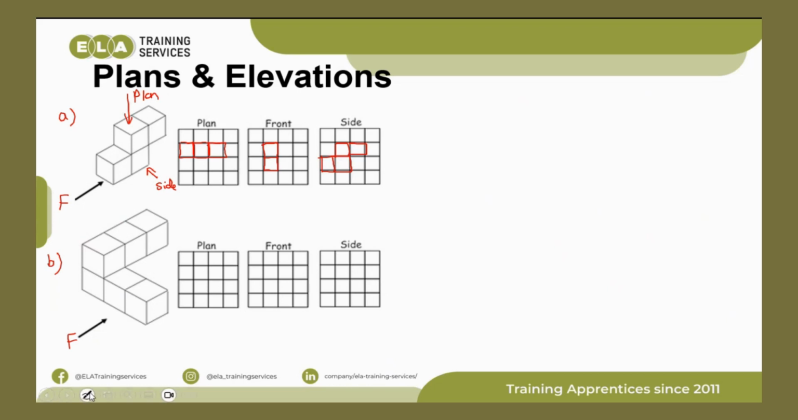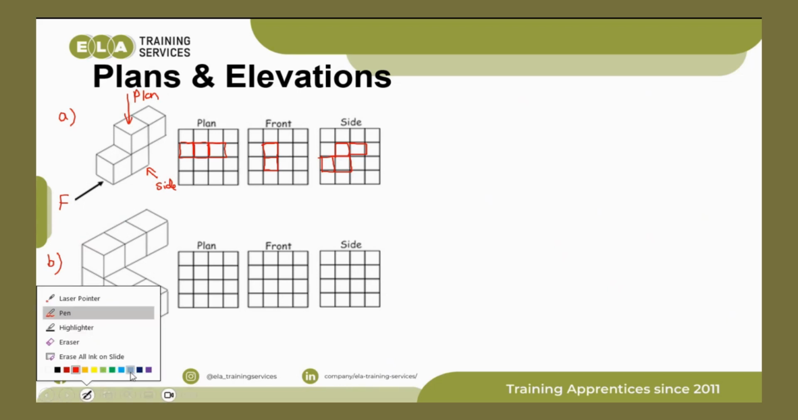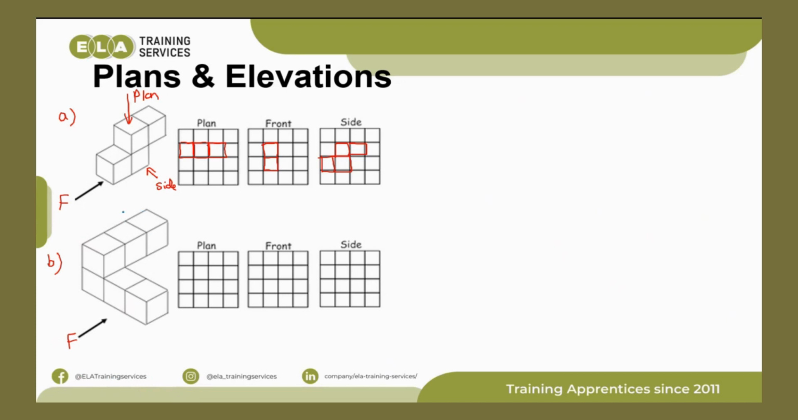Then with shape B, we are now looking at what the plan view would be. So if we were looking above, we would see these 3 across, and then we would see the 2 here. So it would look a little bit like an L shape. So we'd see 3 here and 2 here. The front, as we can see, we would see the 2 here and 3 across. So another L shape.